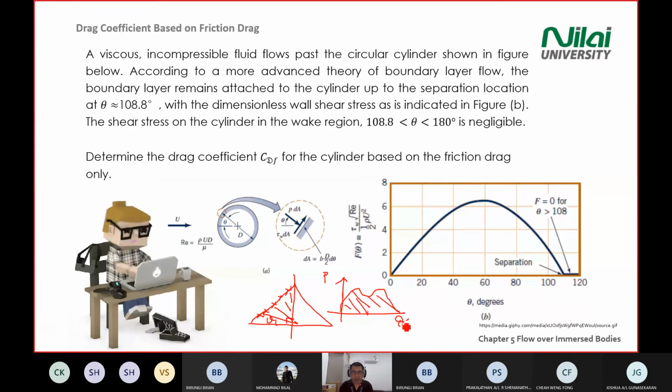P versus theta, or you are given force versus theta, similar. So the area here, the dA here, will be different. Huh? The dA here will be different.